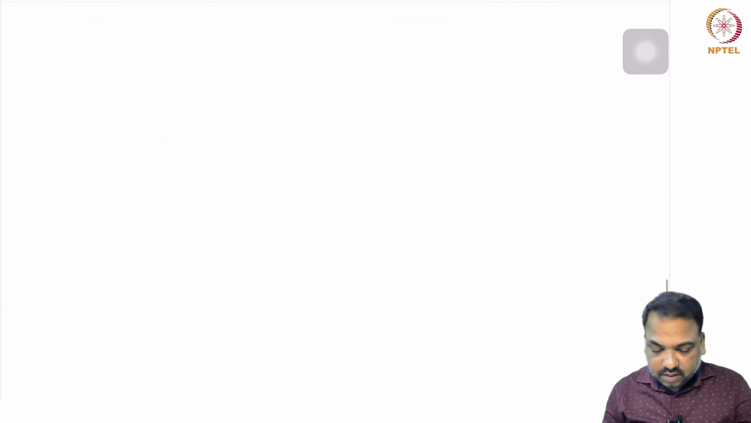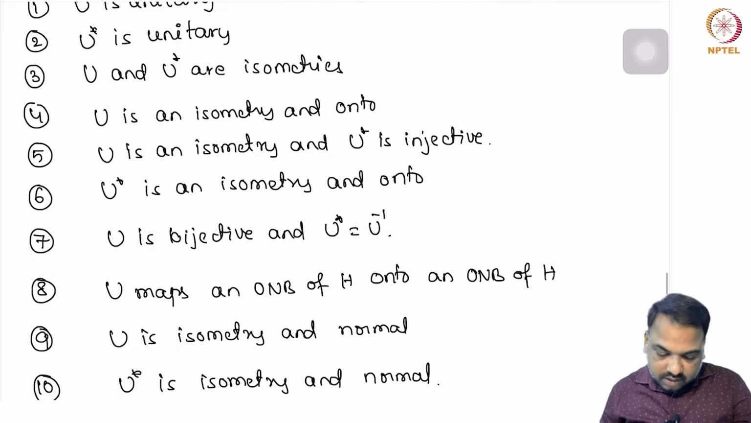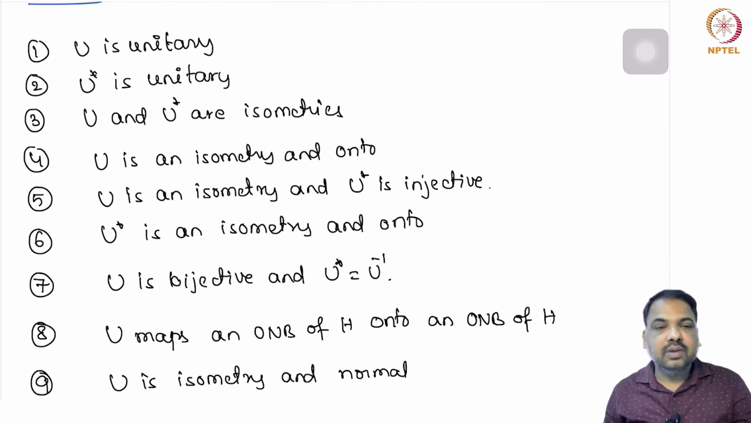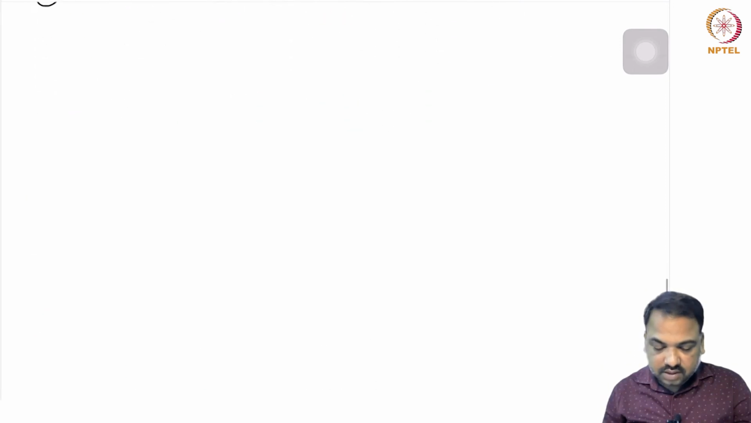Okay, so these are some important characterizations of unitary operators. So the conclusion here is that U is unitary if and only if both U and U star are isometries, that is very important, and an isometry plus onto automatically gives unitary. So that is the difference between unitaries and isometries. Okay, so here also we have a remark.